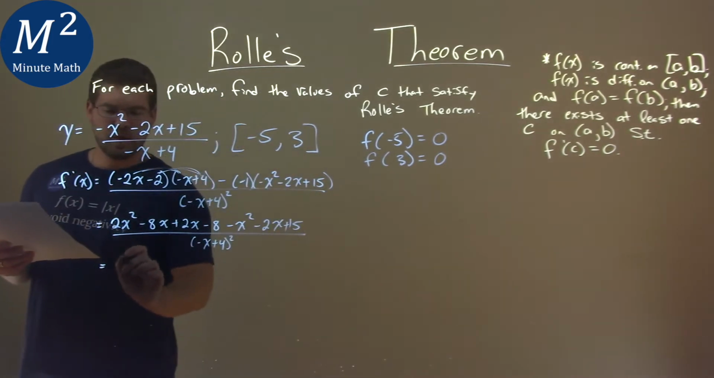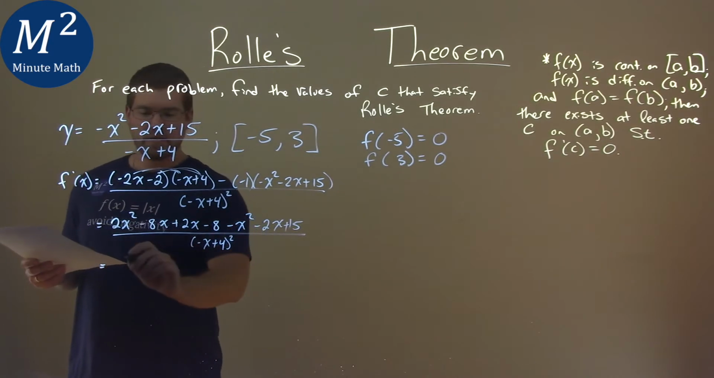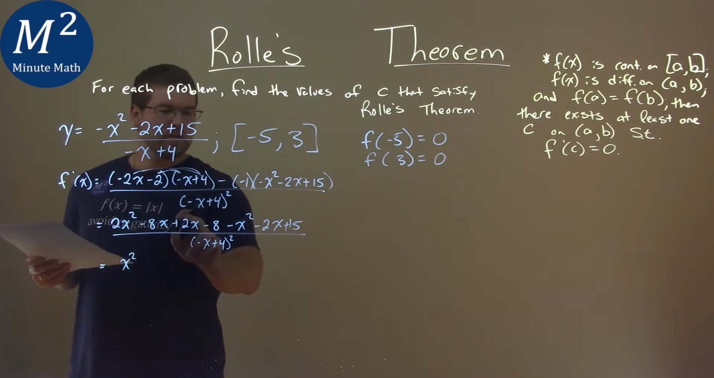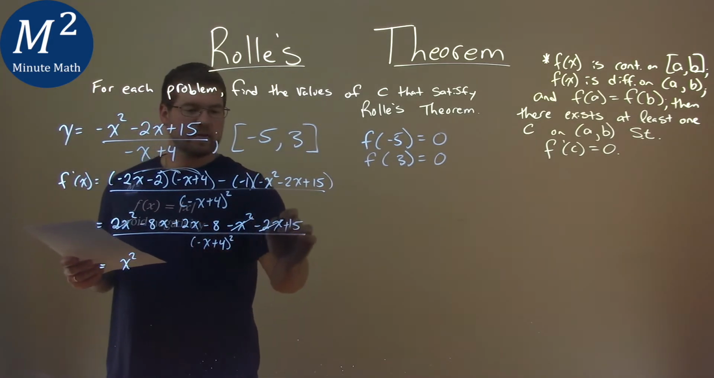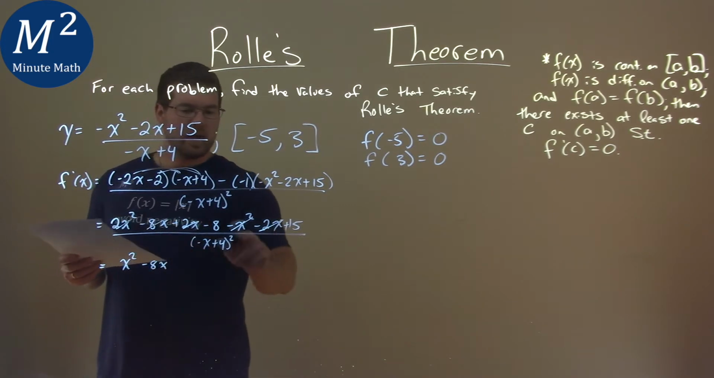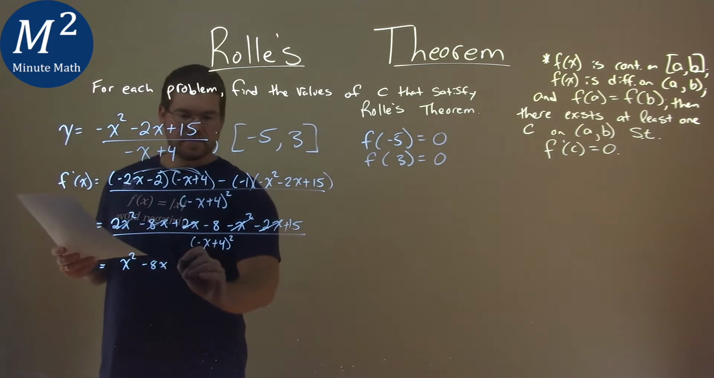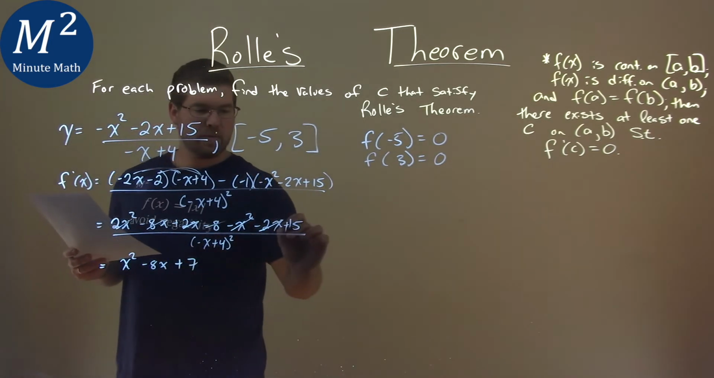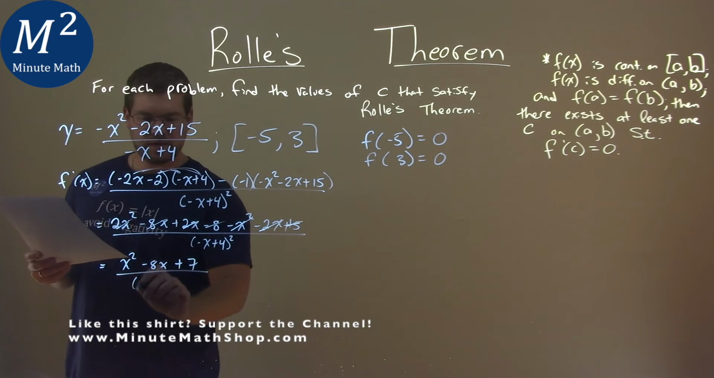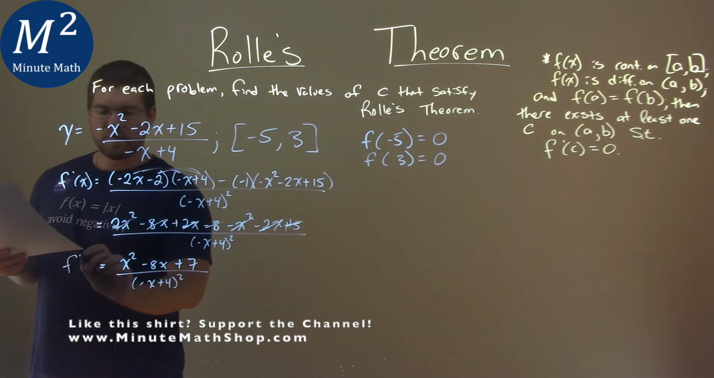From there, we need to simplify, combine the like terms. 2x squared minus an x squared is just an x squared. The 2x and the -2x cancel, we're good there. We just bring down the -8x, got that. And then -8 and 15 come out to be a positive 7. And we got them all. And we're divided by still this -x plus 4 squared. And that's our f prime of x.